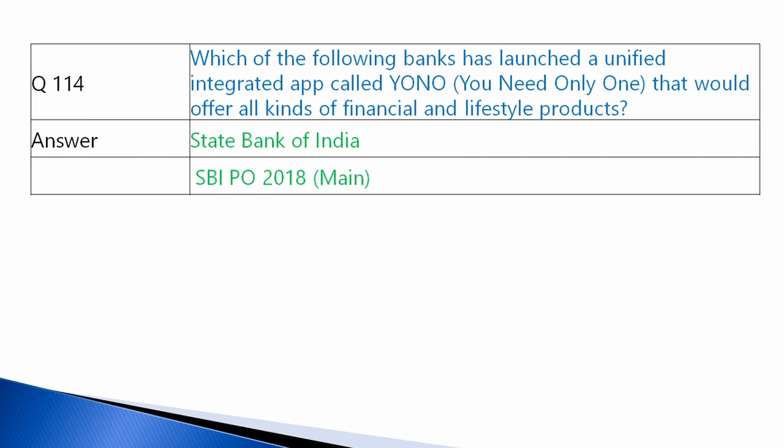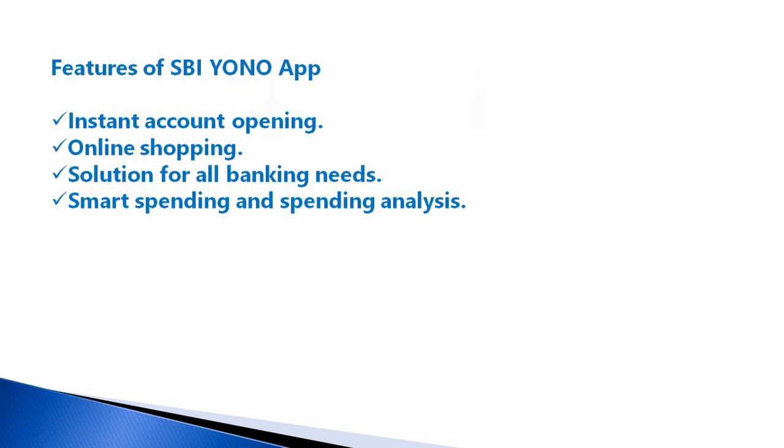Which of the following banks launched a unified integrated app called UNO? UNO means you need only one, that would offer all kinds of financial and lifestyle products. This app was launched by State Bank of India, UNO.